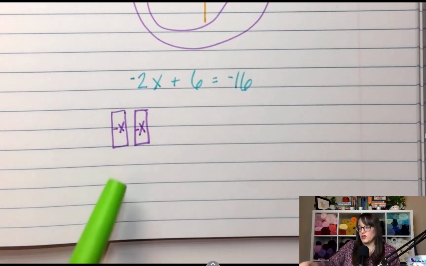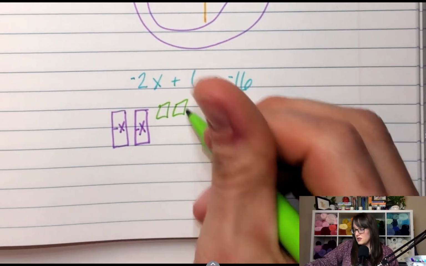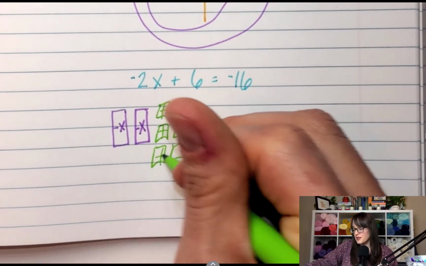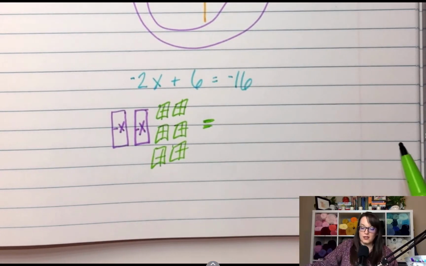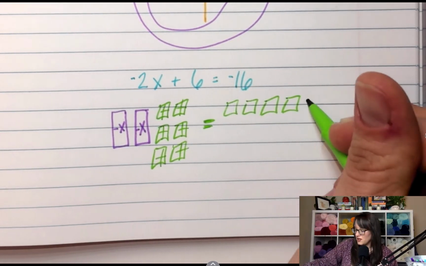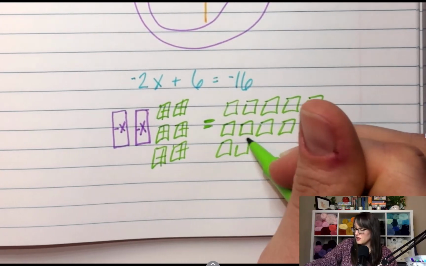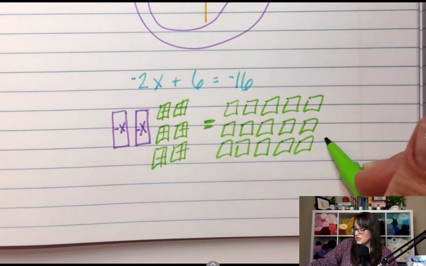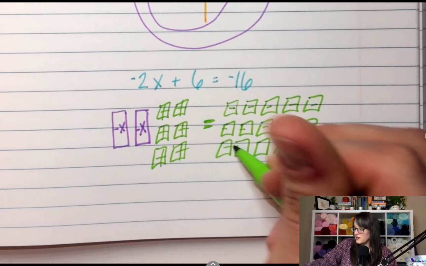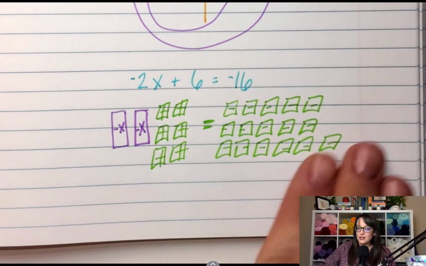And then what else do I need to put on the left side? 6 plus signs. So 6: 1, 2, 3, 4, 5, 6 pluses or positives. And that equals 16 negatives. Here we go. 1, 2, 3, 4, 5, 6, 7, 8, 9, 10, 11, 12, 13, 14, 15, 16. And those are negatives. Okay. Now, again, I have negatives and I have positives.